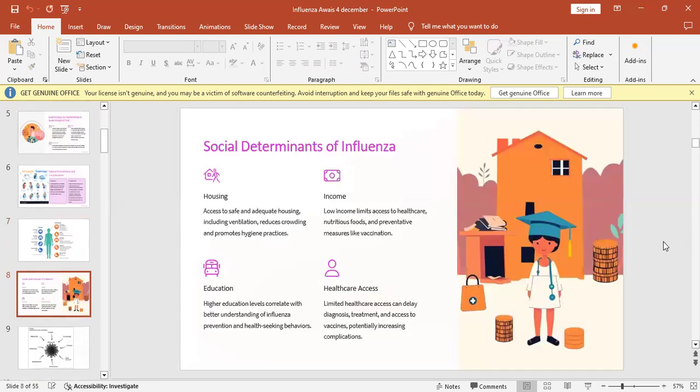So the social determinants of influenza are related to housing: access to safe and adequate housing, including ventilation, reducing overcrowding, and promoting hygiene practices. The education factor: higher education levels correlate with better understanding of influenza prevention and health-seeking behaviors. The income factor: low income limits access to healthcare, nutritious foods, and preventive measures like vaccination. Healthcare access: limited healthcare access can delay diagnosis, treatment, and access to vaccine, potentially increasing complications.